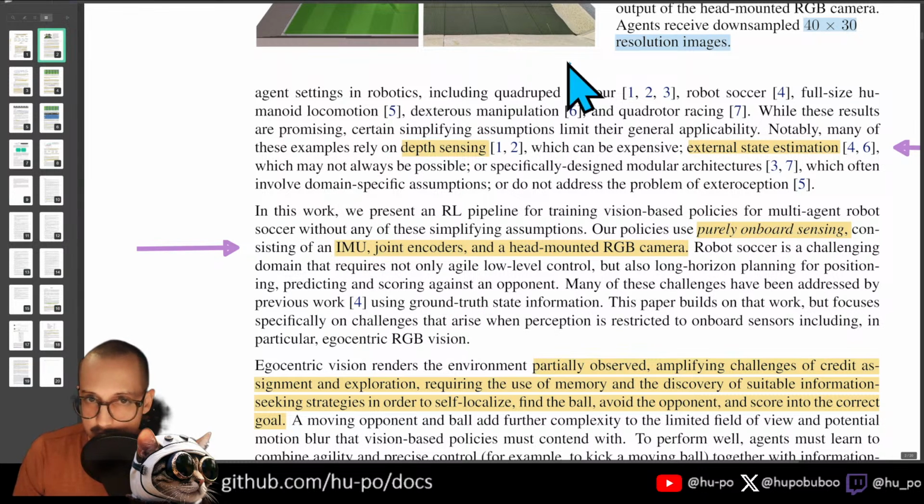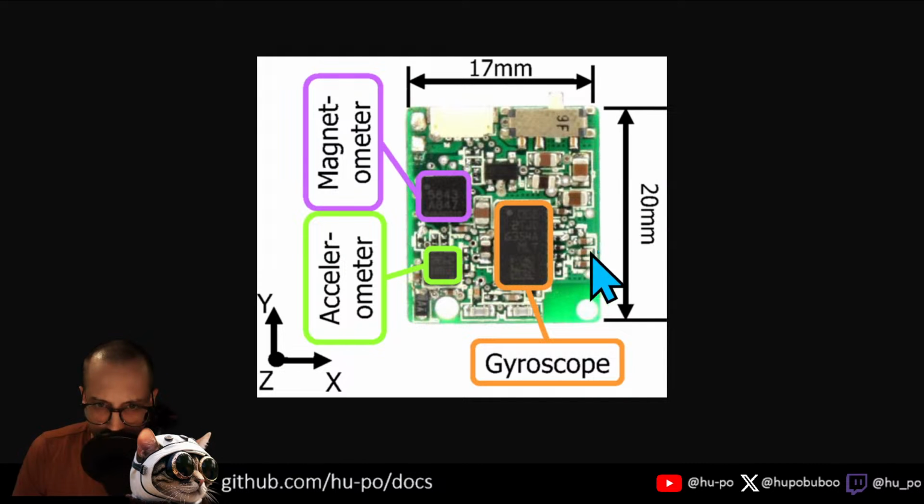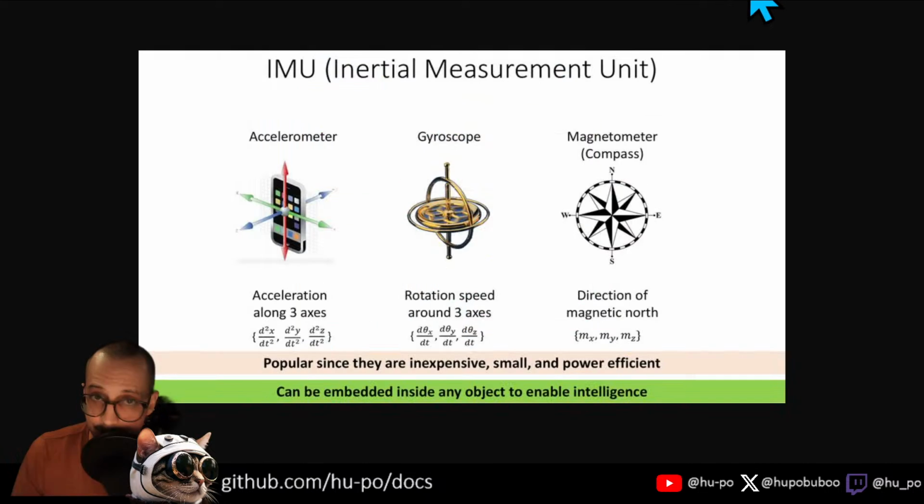Most of you probably already know what an IMU is, but an IMU is an inertial measurement unit, and this is basically just a very, very tiny little chip, right? Your phone has one of these as well. An IMU is usually composed of a couple of different chips, sometimes redundant, but you have things like a magnetometer, an accelerometer, and a gyroscope. An accelerometer, for example, will give you the acceleration along 3 axes. A gyroscope will give you the rotation speed around 3 axes, and a magnetometer will give you a magnetic alignment, right? They're popular since they're inexpensive, small, and power efficient, and can be embedded inside any object to enable intelligence.